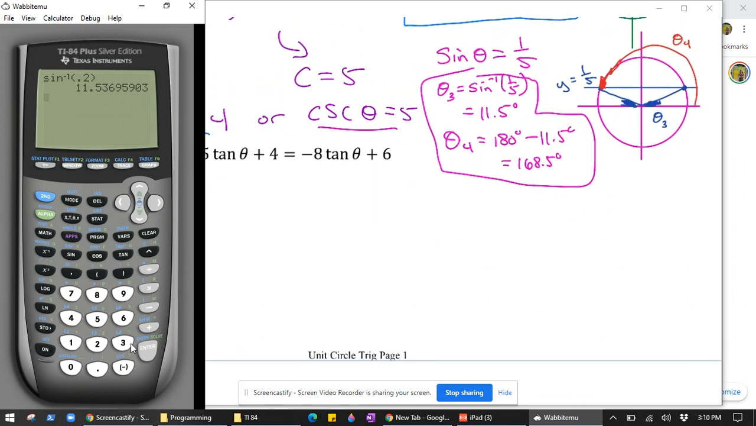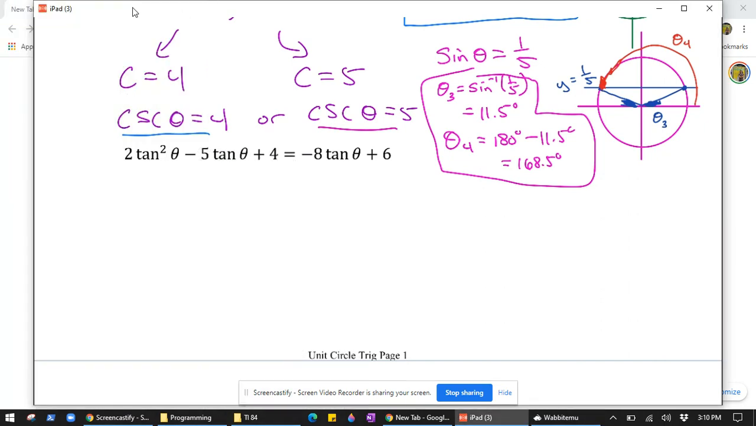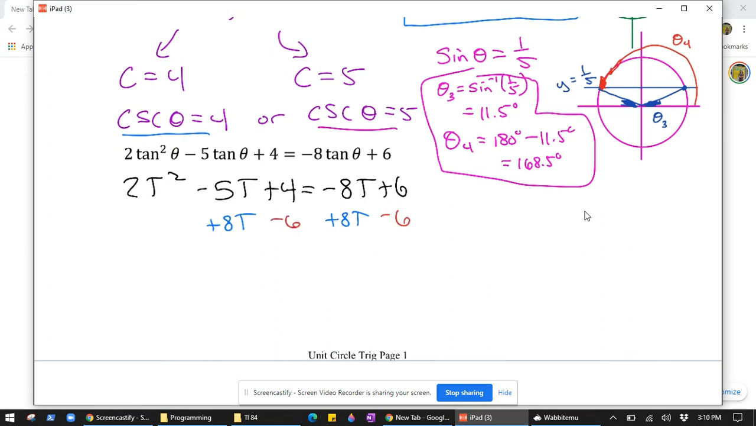I see that you kind of get the calculator out of the way there. Let's replace the tangents with a t. So this is 2t squared minus 5t plus 4 equals negative 8t plus 6. Let's try to do as much as we can in one fell swoop. I'm going to add 8t to both sides, and I'm going to subtract 6 from both sides. That's going to give me 2t squared plus 3t minus 2, and I get a 0 over here.